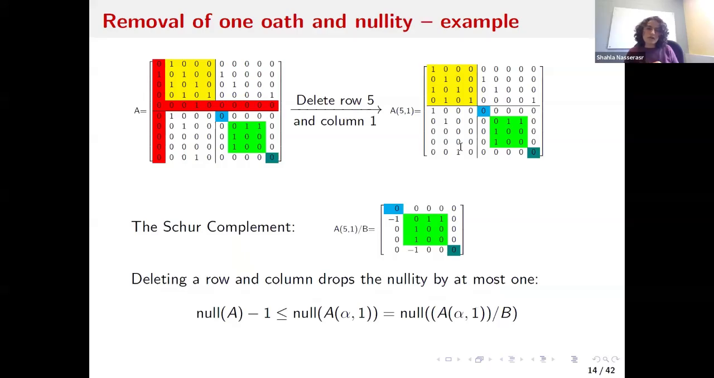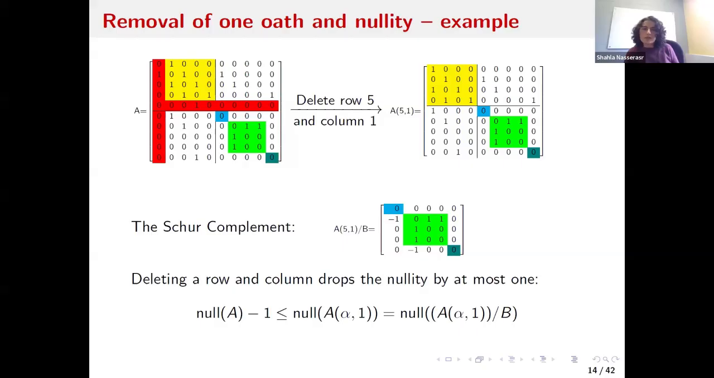And here I've tried to highlight that proof in this example. The original matrix is the left one. We delete the red ones. We obtain this right matrix here. And as you see, after the Schur complement, the green blocks do not change. And that's exactly why our nullity stays the same after the Schur complement.